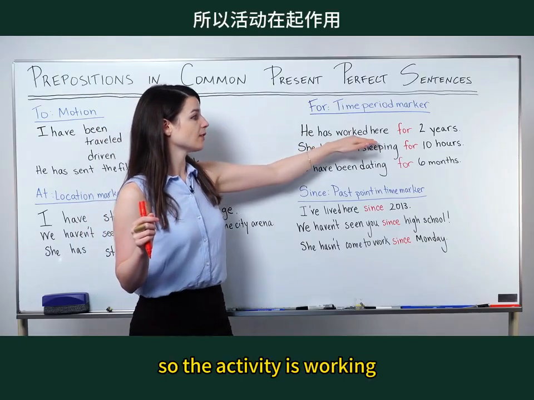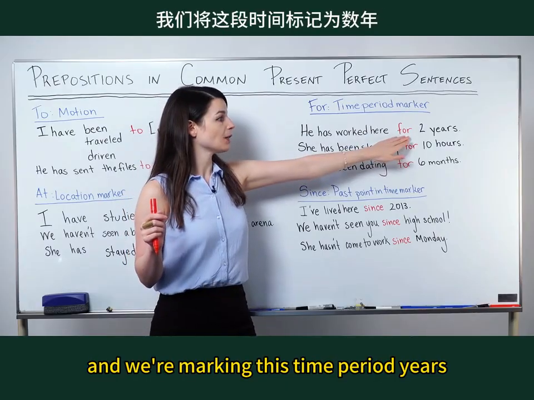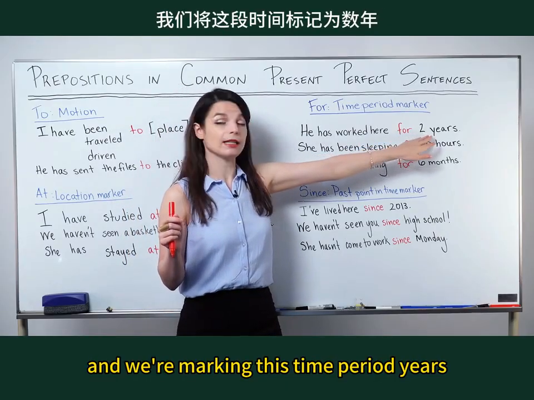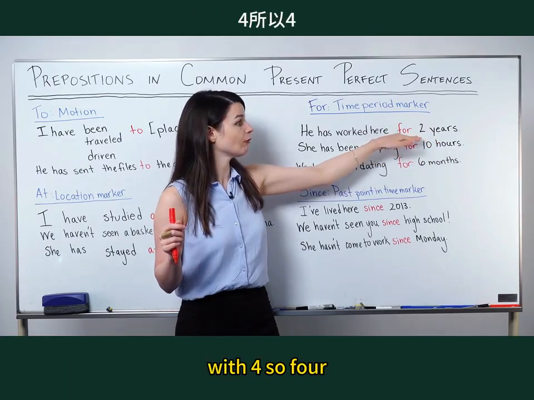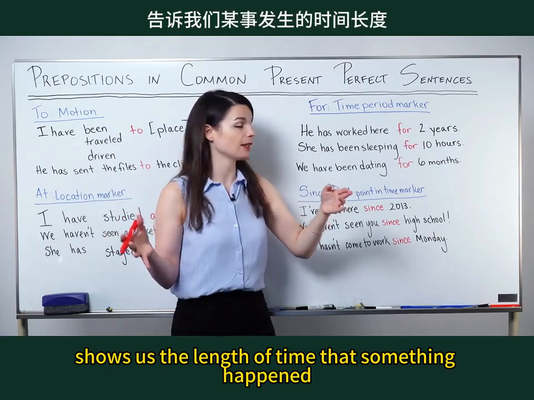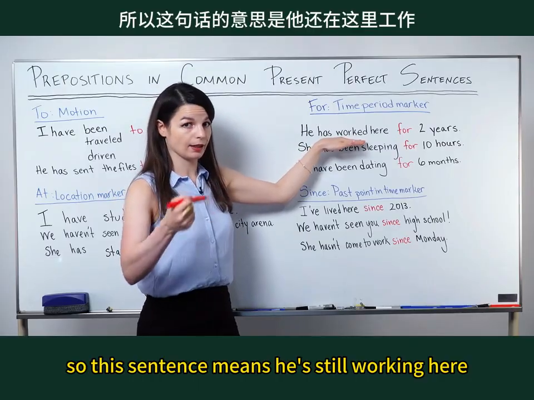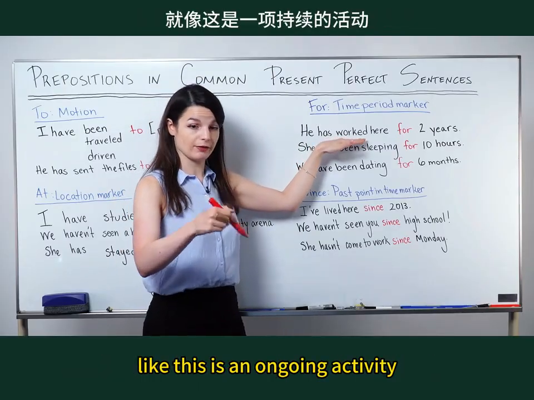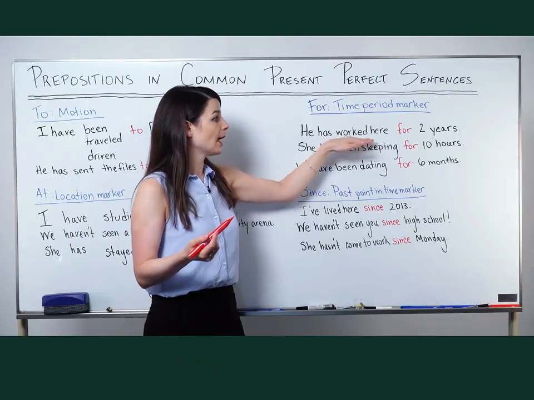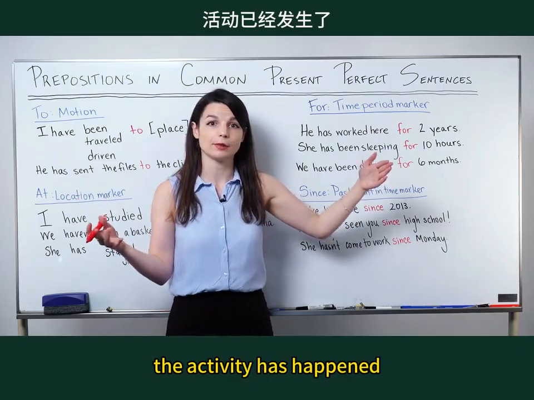So the activity is working. In this case, he has worked here. And we're marking this time period, years, with for. So for shows us the length of time that something happened. So this sentence means he's still working here. Like this is an ongoing activity. This is still happening. And we want to mention how long the activity has happened.